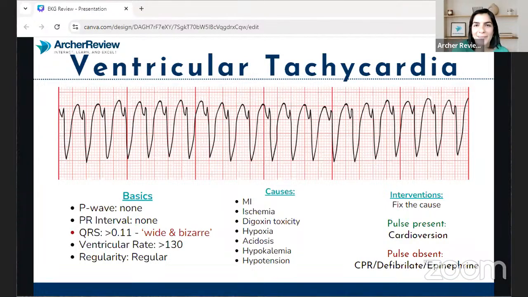It's on the slide, and I've said it a couple of times, but I'm going to give you guys a few minutes to think about it. So what makes this VTach? What makes this a ventricular tachycardia as opposed to a sinus arrhythmia?